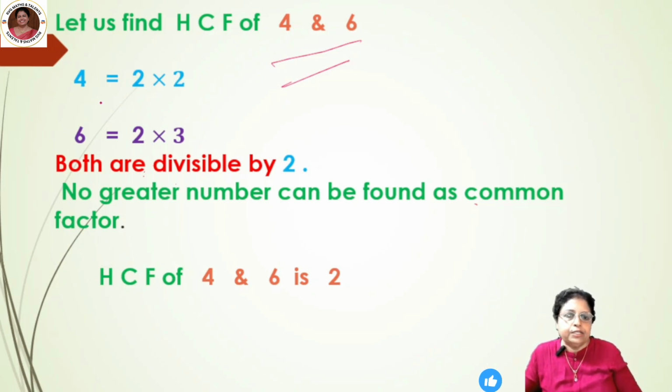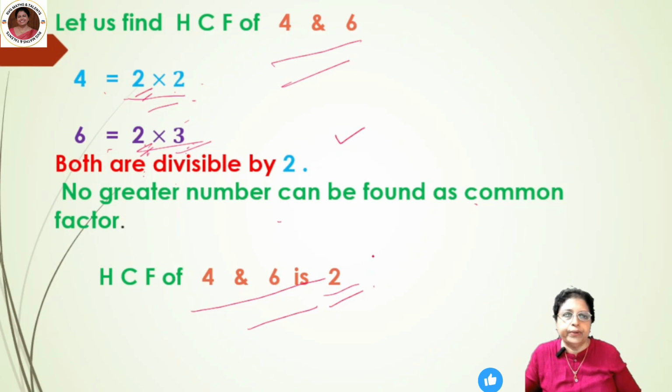So 4 is factorized into 2 times 2. And 6 can be factorized as 2 times 3. So which are the common factors here? See, 2 is here. 2 is a factor here also. That means 2 is common here. No other number is common here. No greater number can be found as a common factor. So, HCF of 4 and 6 is 2.